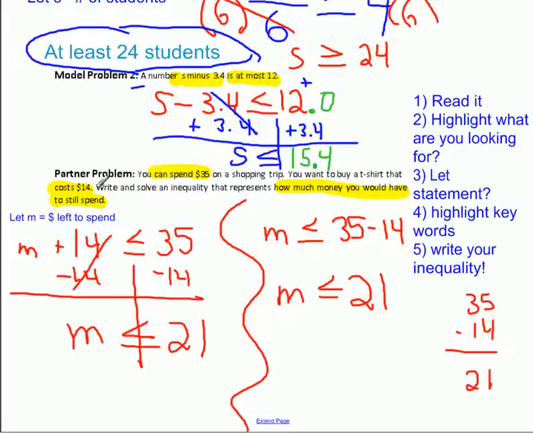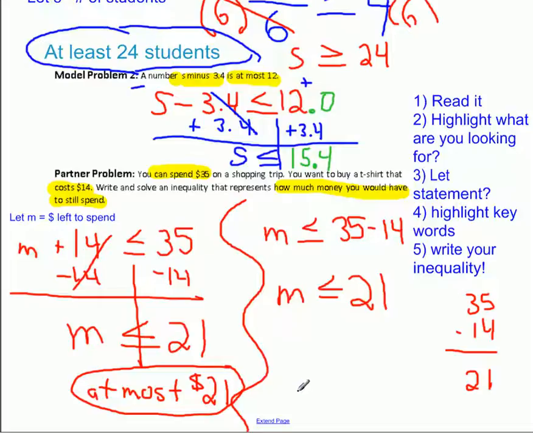So how much money can I still spend? I could have, at most, or you could even just say less than or equal to $21. There we go. Answering the question.